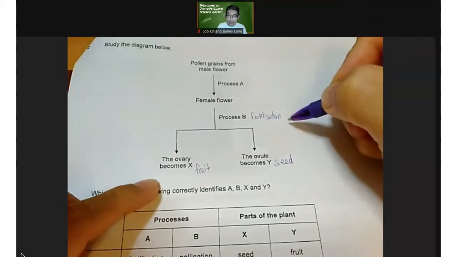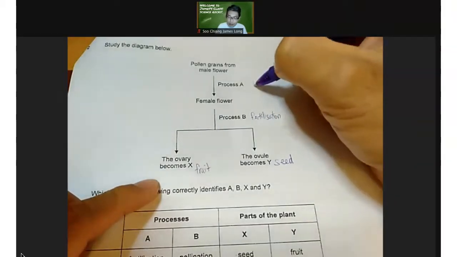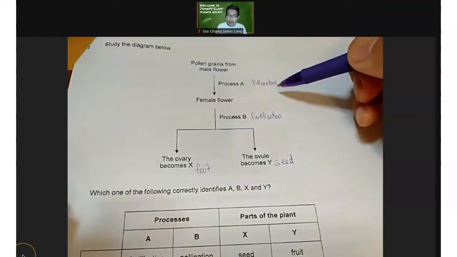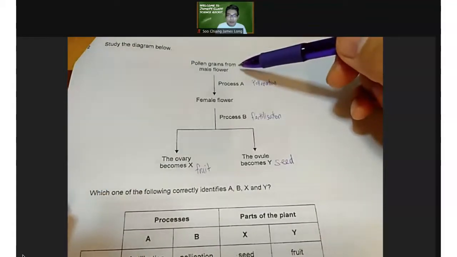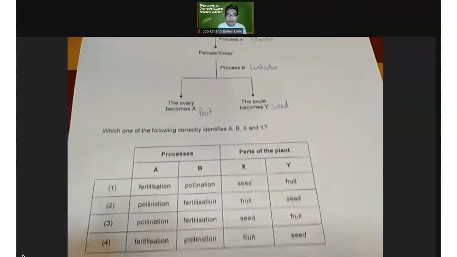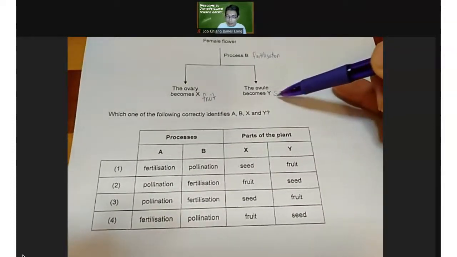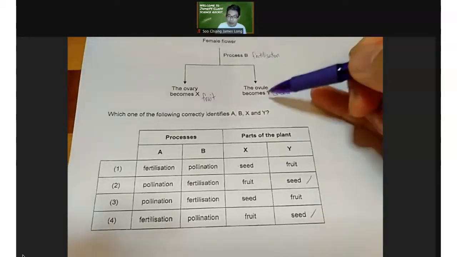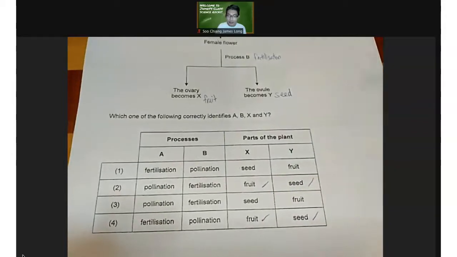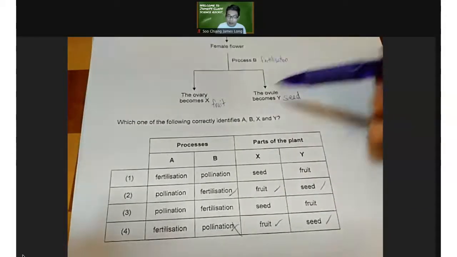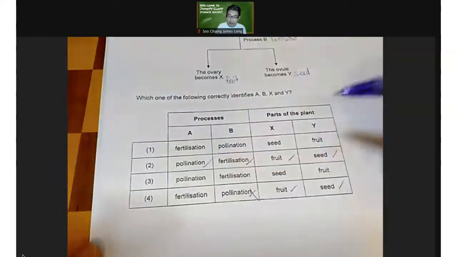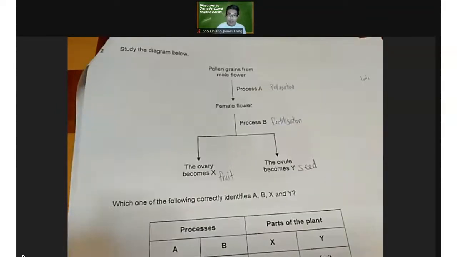And for fertilization to have happened, you must have pollination. Pollination is the transfer of pollen grains from the anther of the male flower to the stigma of the female flower. So let's see if we have gotten it right. What is Y? Y is seed. Okay, we have two options. X is fruits. Okay, two options. Let's take a look at B. B is fertilization. A is your pollination. So the answer is 2 for question 2.